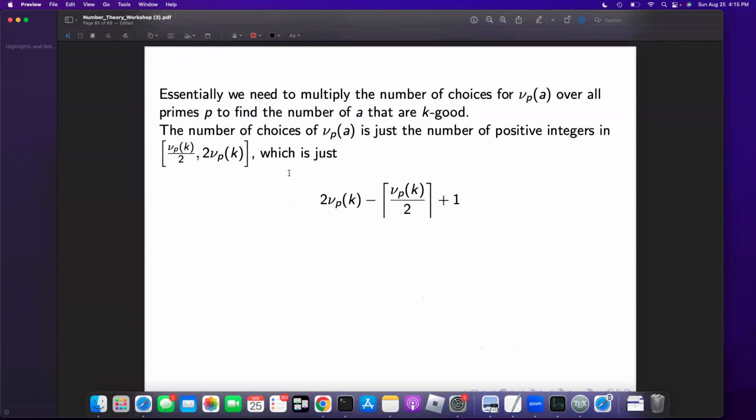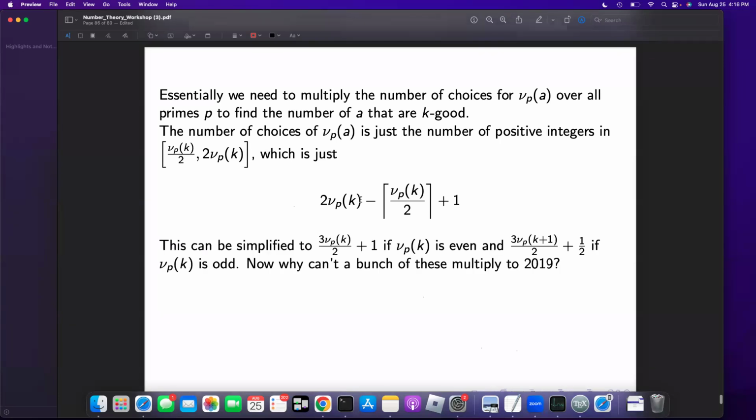And then the thing is, it's not going to become an infinite number, because for any p that doesn't divide k, this is just going to become 1. So you're just repeatedly multiplying by 1 after that. So the question now is, can this actually be equal to 2019?